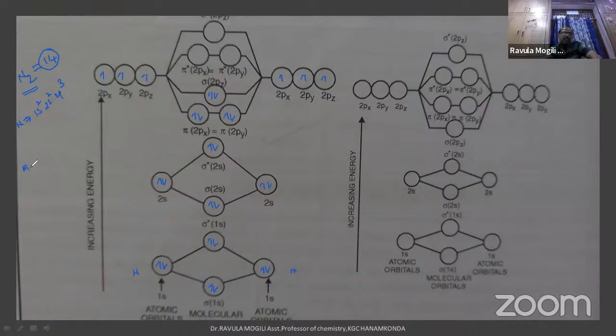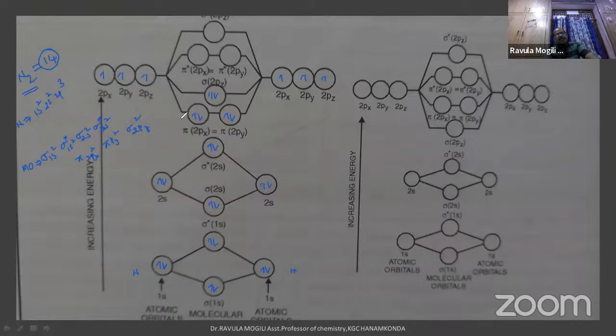So the molecular orbital configuration is sigma 1s2, this bonding, and sigma star 1s2, sigma 2s2, sigma star 2s2. Next, pi 2px2, pi 2py2, and sigma 2pz2.